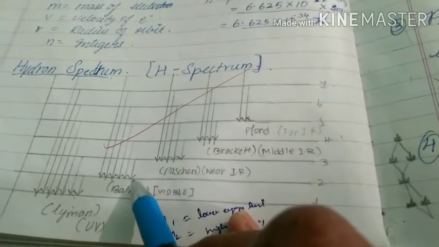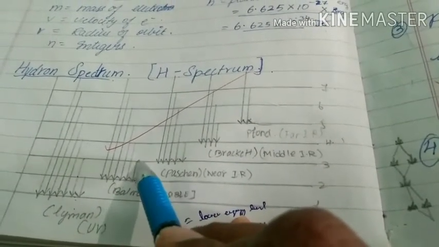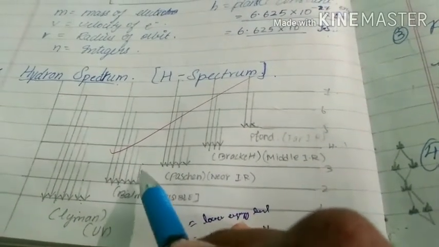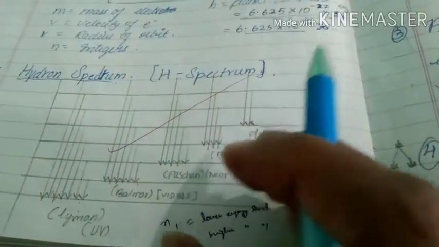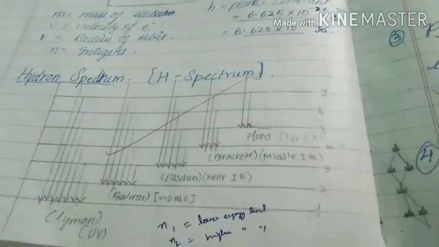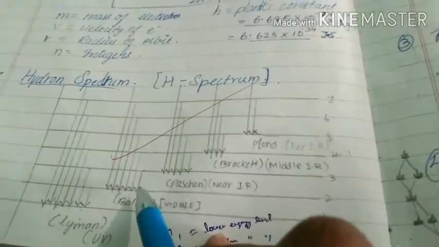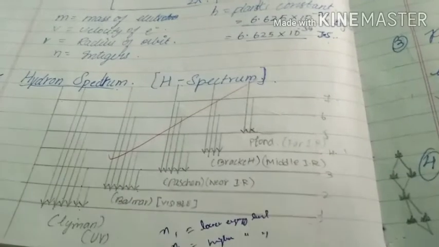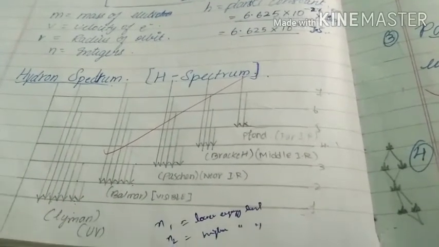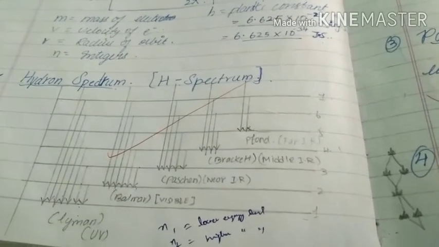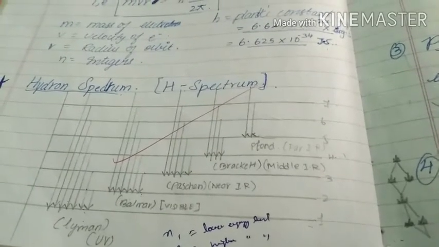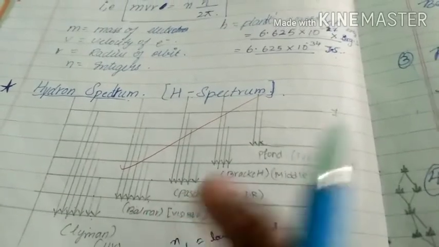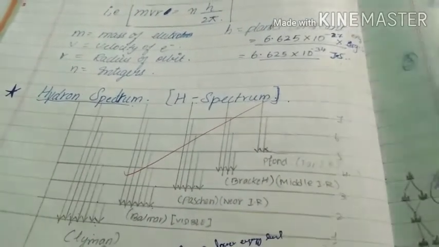N1 is the lower energy level. That means n1 is 2 and n2 is 3. So for this spectral line there is some energy, wavelength and wave number also. Similarly, not only for this line, for every line there is energy, wavelength and wave number. To find the wavelength, wave number and energy of the spectral line, there are some formulas.